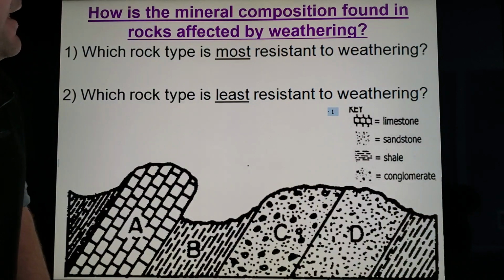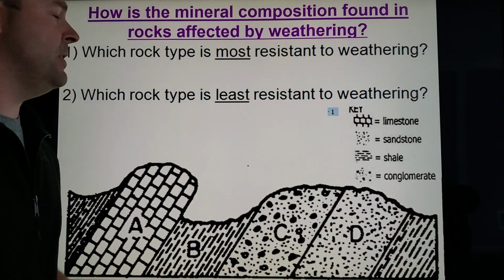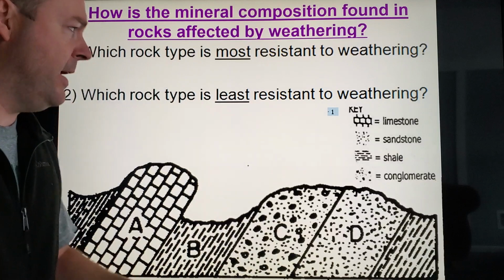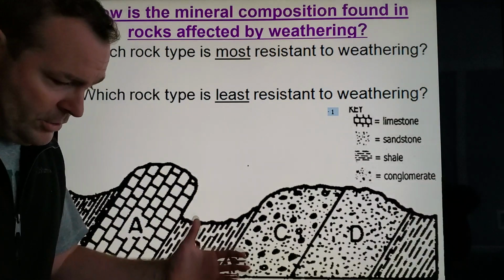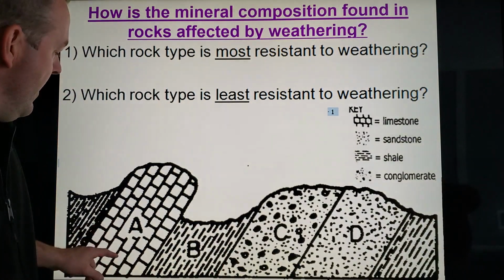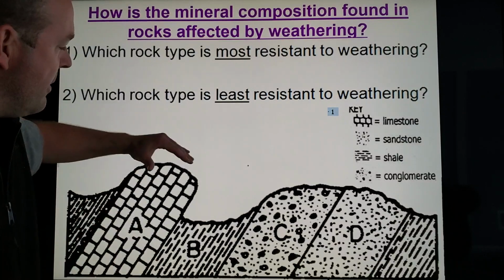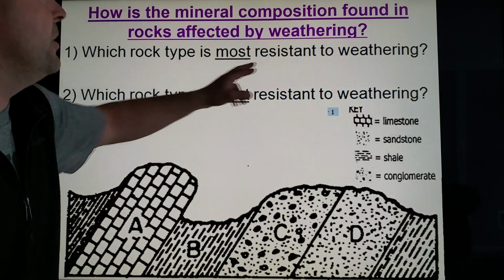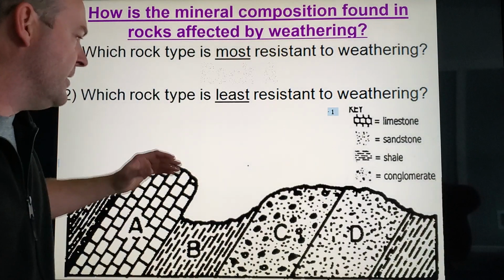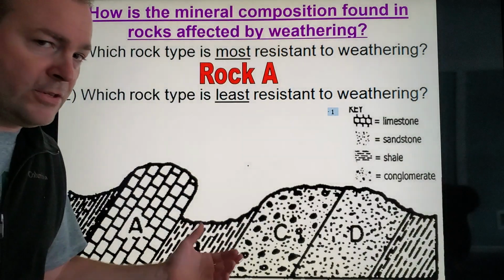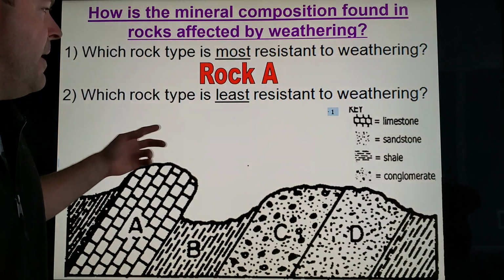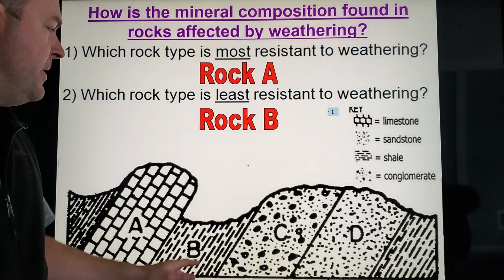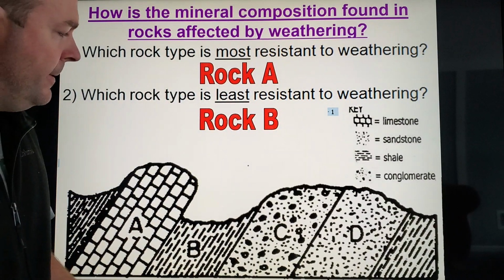All right. The last part, of course, is the chemical composition of the rock. What it's made of has a big thing to do with how fast it weathers. You can see rock A sticking out. It hasn't weathered as much, but B has weathered a lot. So which one is most resistant? The one that's sticking out the most, right? It hasn't broken down as quickly, whereas the least resistant has been weathered down quite a bit. Okay?